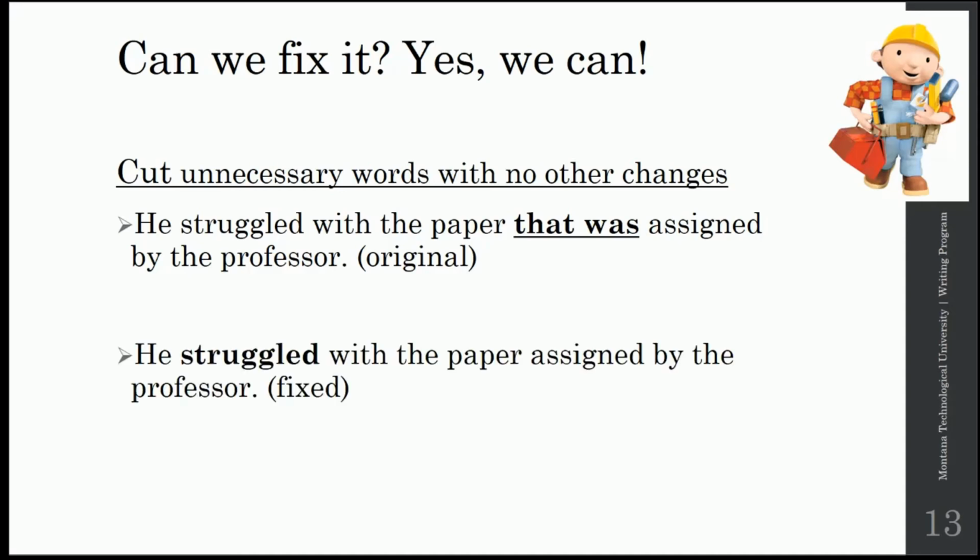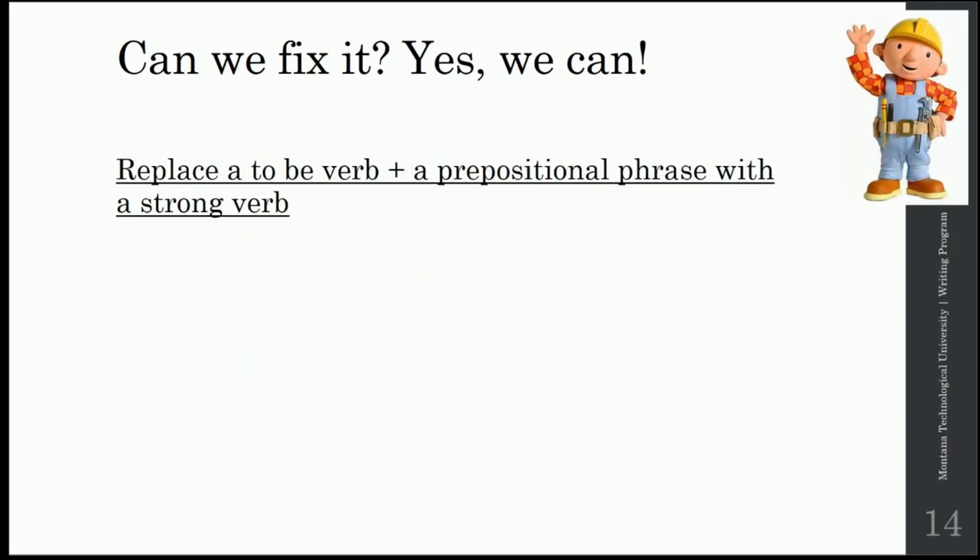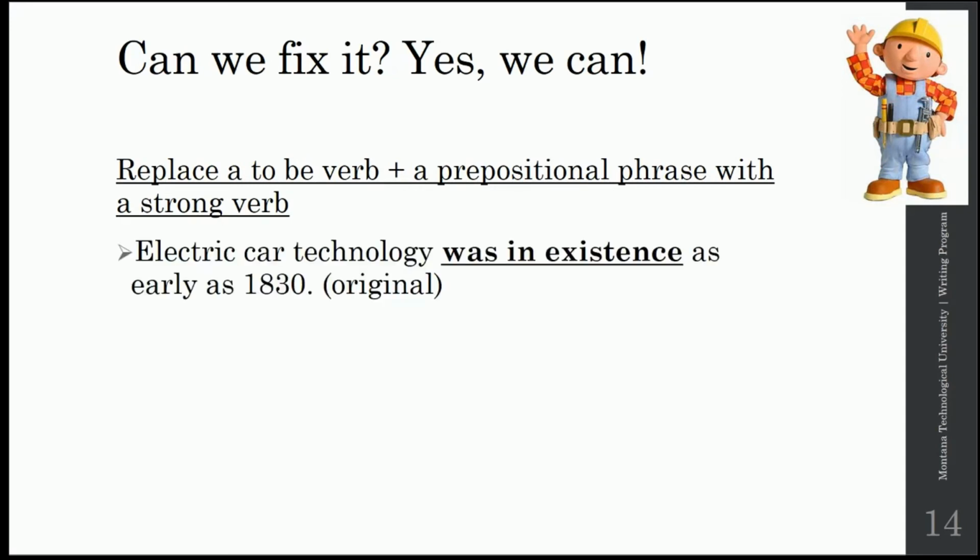Let's fix this. He struggled with the paper assigned by the professor. Okay? We don't need the phrase "that was" in there at all. He struggled with what? The paper. What modifies the paper? The one assigned by the professor. This works. We fixed it. Don't need to change anything else. Okay, we can take the to be out and put a prepositional phrase in with a strong verb. Can we fix it? Yes, we can.